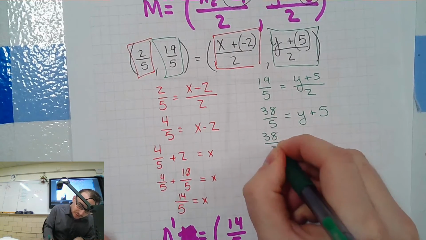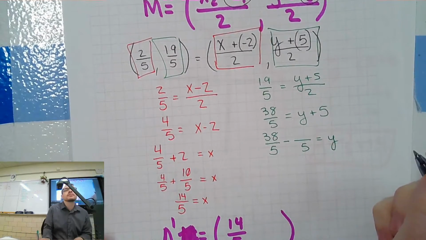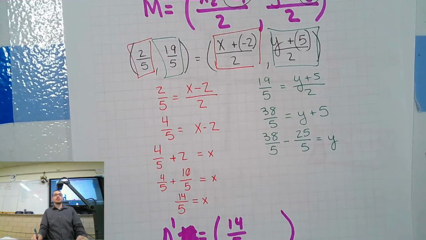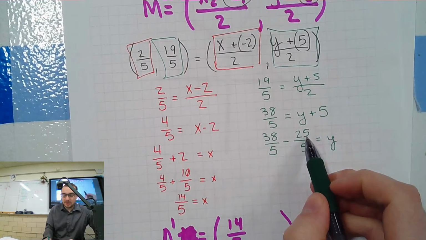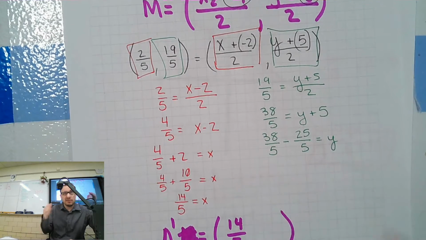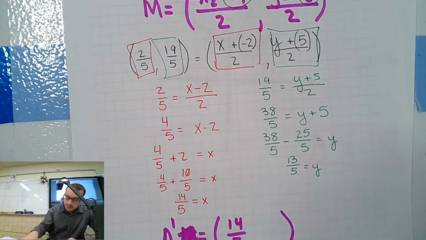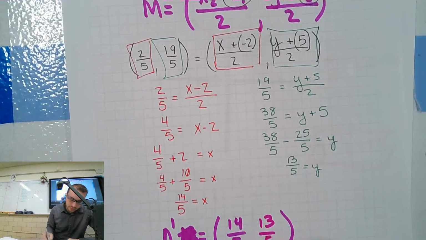How many fifths are in 5? 25 fifths, right? Is 25 divided by 5 5? Yeah, we didn't change the problem. Check your work as you go. 38 minus 25. Well, that's 5 to get to 30. 8 more to get to 38. What's 5 and 8 put together? Well, 5 and 5 and 3. 13. 13 fifths. Congratulations. We have found A prime.